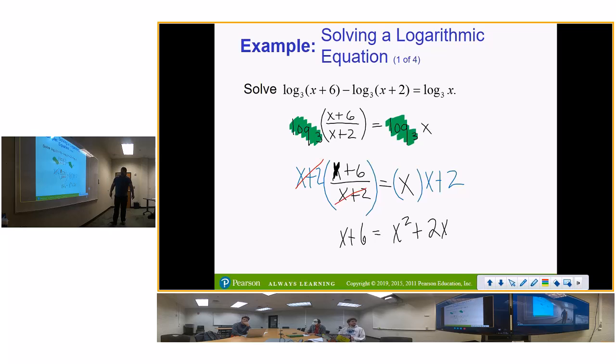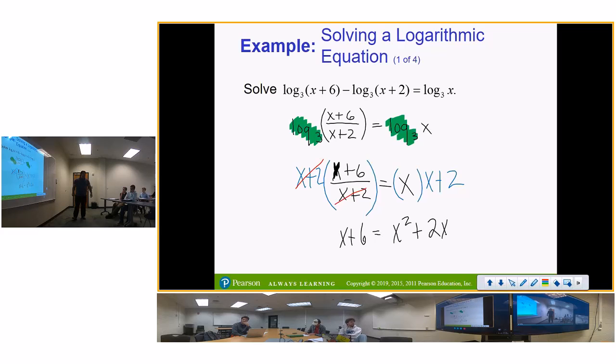2x. Oh, shoot. We might as well quit. We've got to use what? Completing the square maybe, or reverse FOIL, but I'm not going to use reverse FOIL. I'm going to use completing the square.